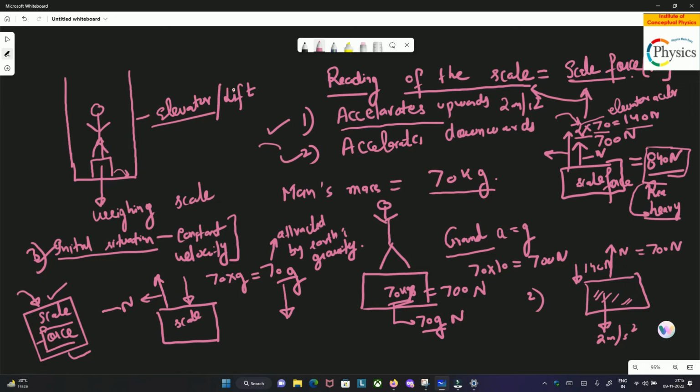Now the man feels lighter, and the net weight of the man, because the lift is going down at the rate of 2 meters per second squared, will be 700 minus 140, which is equal to 560 newtons. I hope this is also clear in your mind as to, in part 2, what is the net weight of the man when you're accelerating downwards. 560 newtons. So you will feel lighter.